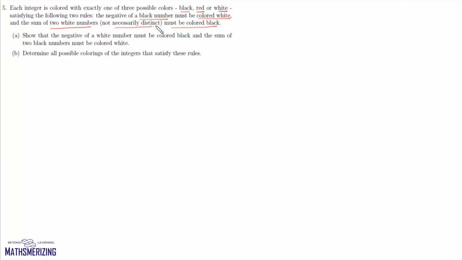Now the first question is, we have to show that negative of a white number must be colored black and sum of two black numbers must be colored white. So from these two given rules, we have to prove that negative of a white number must be colored black. So for this first part, what we'll do is, we'll suppose n is a white number.